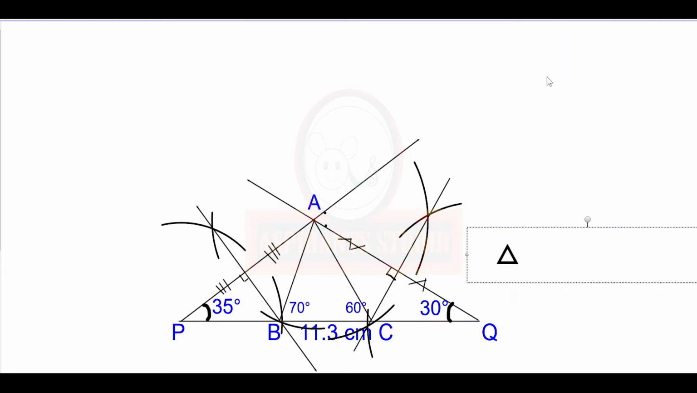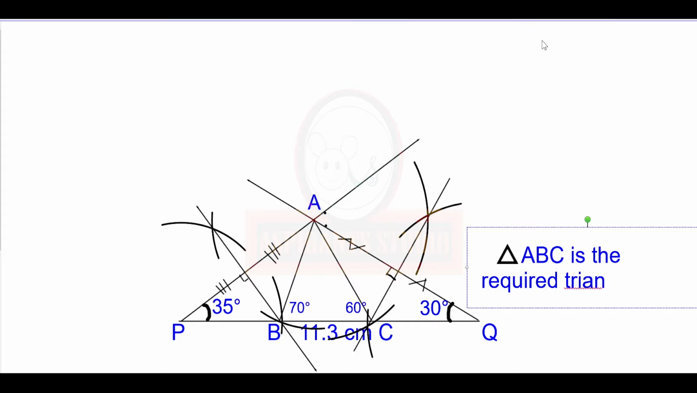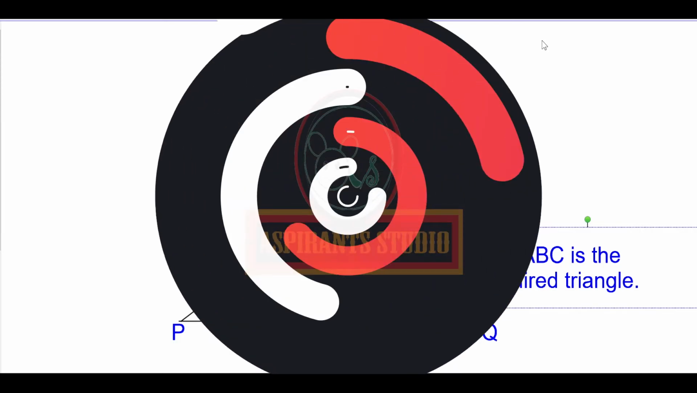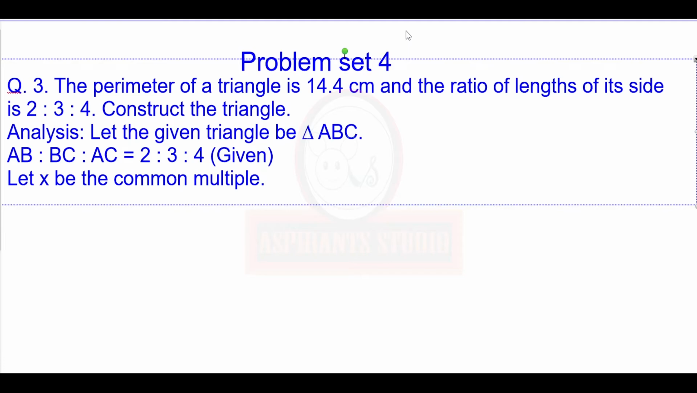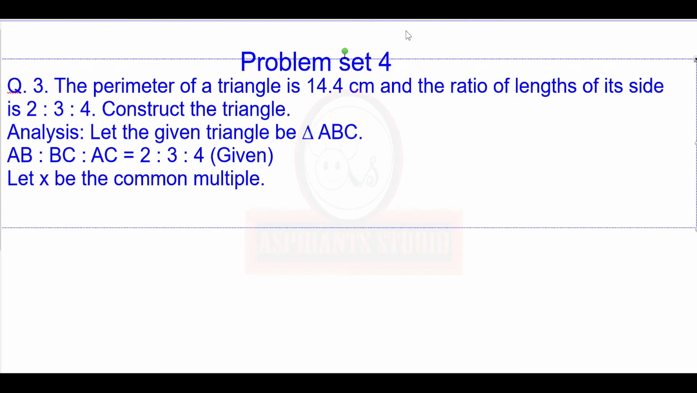So we understood how to construct a triangle if its perimeter, base and the angles which include the base are given. This is construction 3. In the previous videos we had seen construction 1, then construction 2A, then construction 2B, then construction 3. The construction 3 is given as part 4 for you in this video.